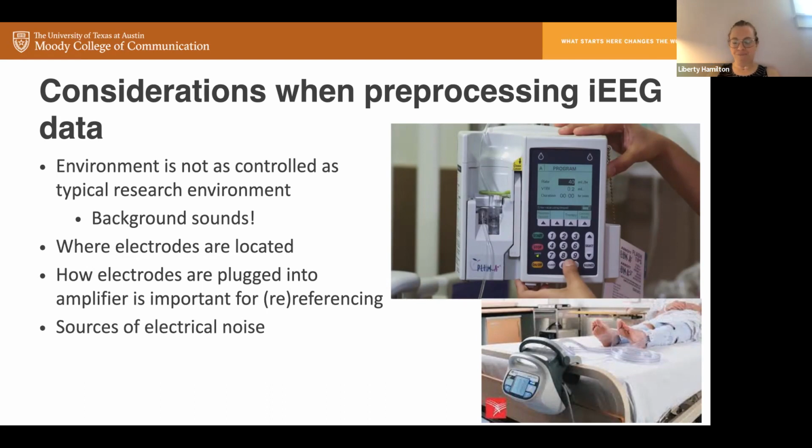So making sure that any other equipment that might be interfering, those noise risks are mitigated.